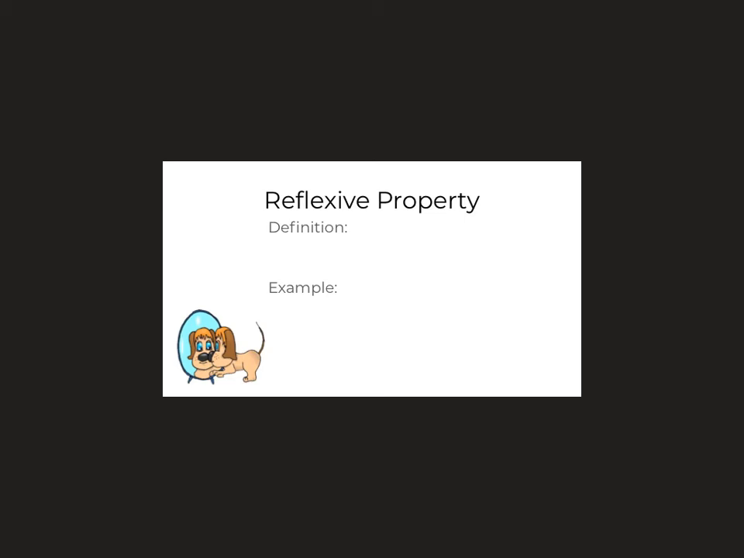Next, we have the reflexive property. I have a little mirror down there because it kind of sounds like reflection. And the reason that is maybe helpful is because the definition is that a value always equals itself. We know this.